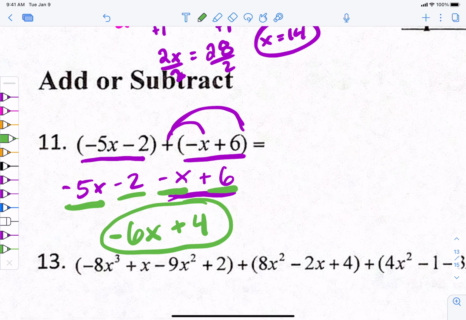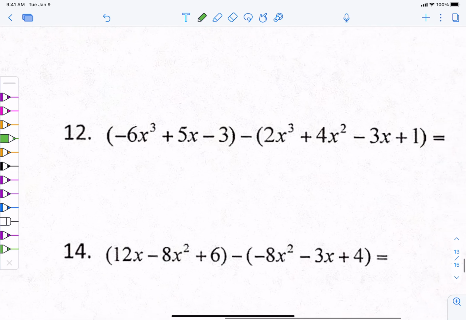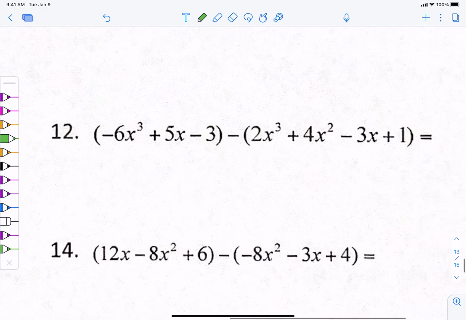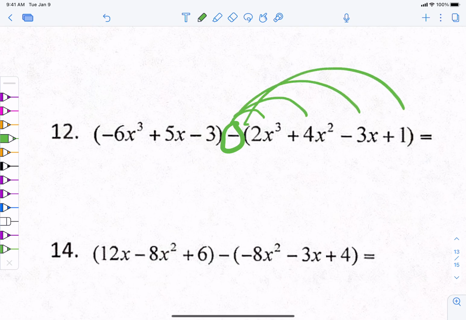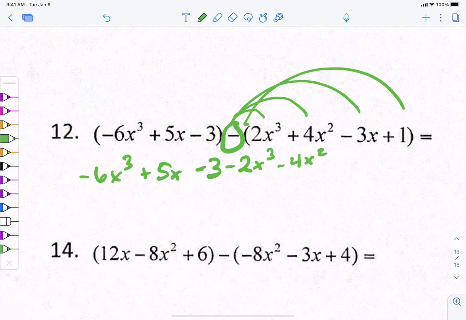Now number 12, what are you doing to those two things? You're subtracting them. So we've got to do this guy. It doesn't make everything negative, it makes everything the opposite sign, right? So negative 6x to the third stays, plus 5x minus 3 does not change. But the 2x cubed becomes negative 2x cubed. The 4x squared becomes negative 4x squared, plus 3x minus 1. Everything switches sign, and then we combine like terms.